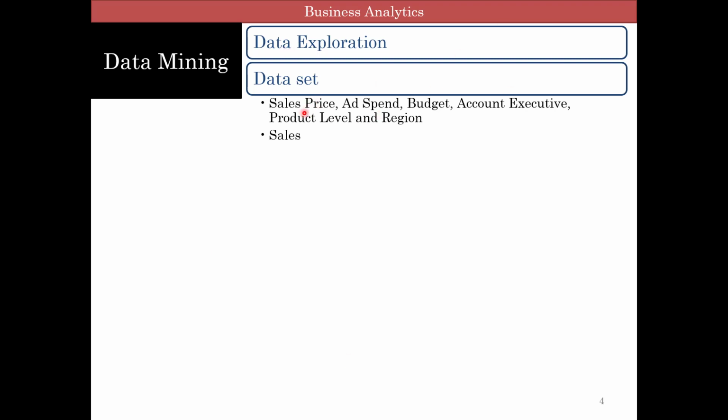So the data set we're going to use has product sales and then different sales price, ad spend, that is how many dollars you're spending on advertisement, what the budget is for that entire unit, the account executive who's in charge, product level, that is 1, 2, and 3, and then region, different continents. So sales price, ad spend, and budget are continuous variables. Account executive and region are nominal categorical variables, and product level is an ordinal variable. And the dependent variable, of course, sales, is also continuous.